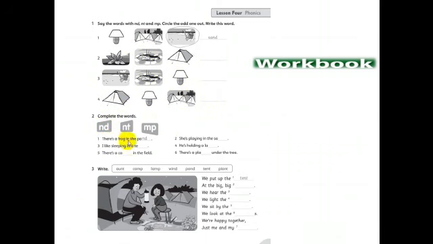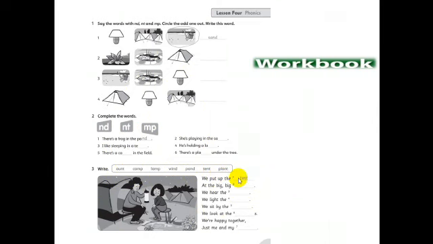Number one, there is a frog in the pond. Number two, she's playing in the sand, okay? Number three, I like sleeping in a tent. Number four, he's holding a lamp. Number five, there is a camp in the field. Number six, there is a plant under the tree. Please write them in your workbook. Number three, write. You should listen again to the chant and write these words: aunt, camp, lamp, wind, pond, tent, and plant.